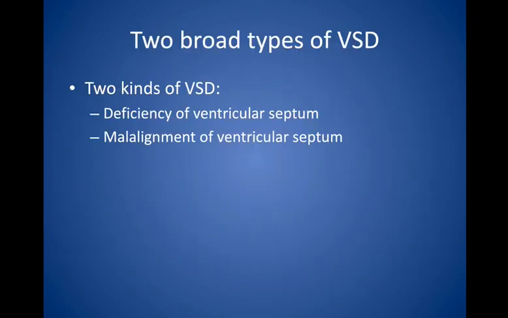So how about VSDs? It's helpful to understand that there are two broad categories of VSDs. One of them is simple, what we always think about as a ventricular septal defect, and that's just a deficiency of some portion of the ventricular septum. The second one, which we'll go over, is a malalignment of the ventricular septum, specifically anterior and posterior malalignment.